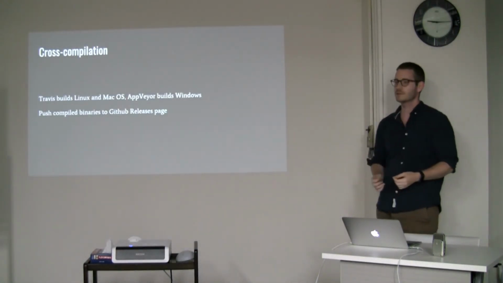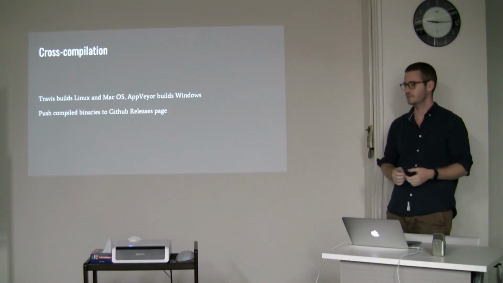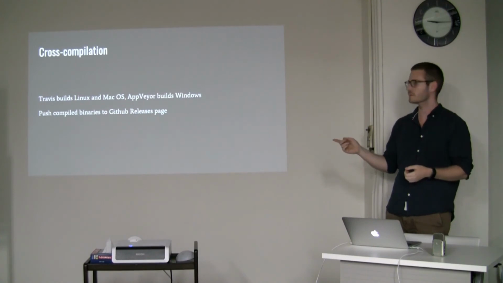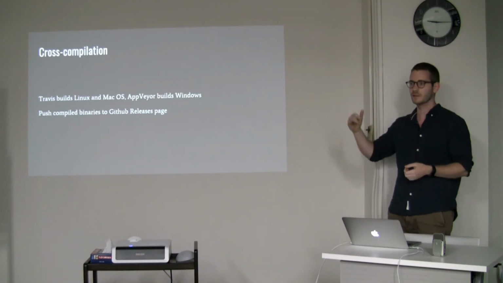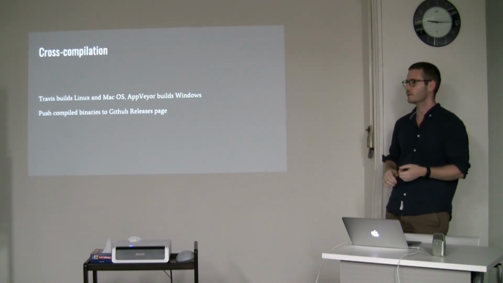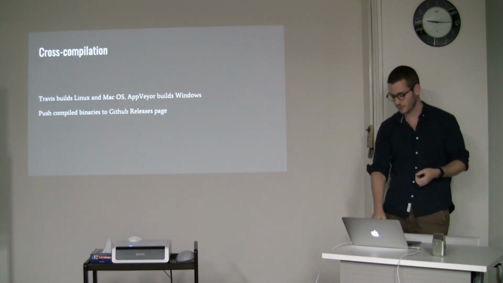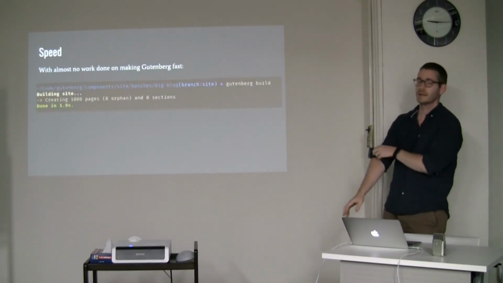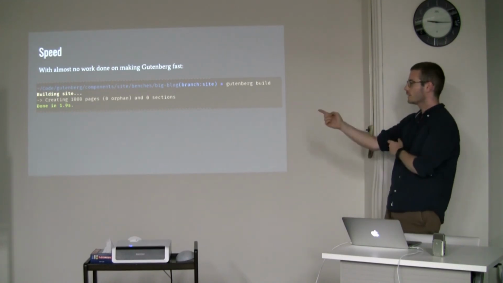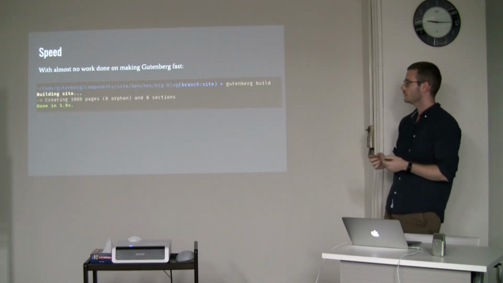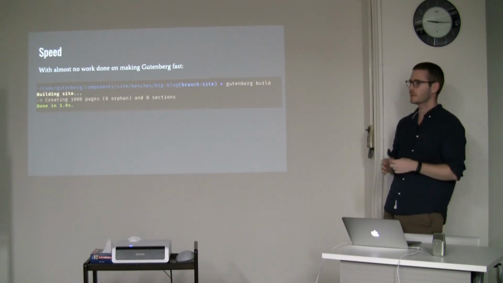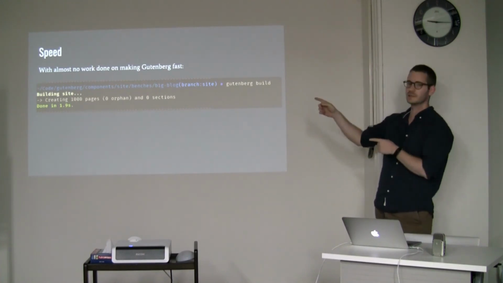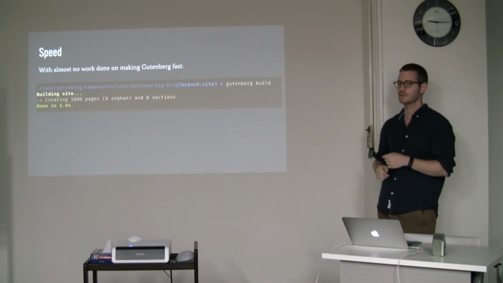Okay, cross compilation. It's super easy to compile for any kind of OS, basically. I'm using Travis CI to build Linux and Mac OS, and AppVeyor for Windows. When it builds the binaries, it just pushes them to GitHub release pages, so I don't actually build anything on my laptop for the release version. And as I said before, it's super fast. It's generating 1,000 pages in 1.9 seconds, and I haven't done any work for speed at all, almost. I just made it parallel so far, but keep in mind it's running on my 4-year-old laptop, so it's probably much faster if you have more threads.